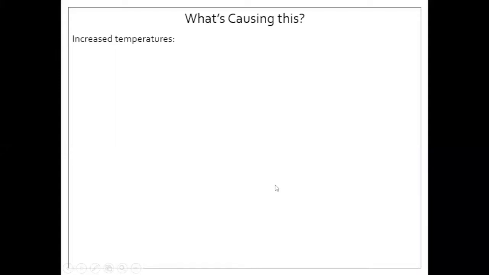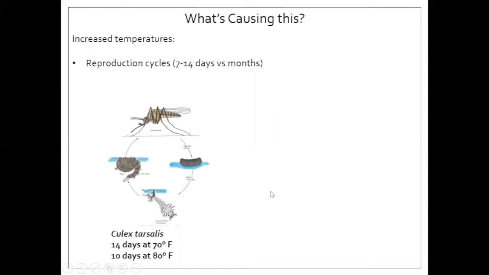So on the record, I'm not allowed to say if climate change exists, but I do want to talk about some hypothetical scenarios if climate change existed. So if we had increasing temperatures, what would that do for mosquitoes? We might see increased or shorter reproduction cycles.